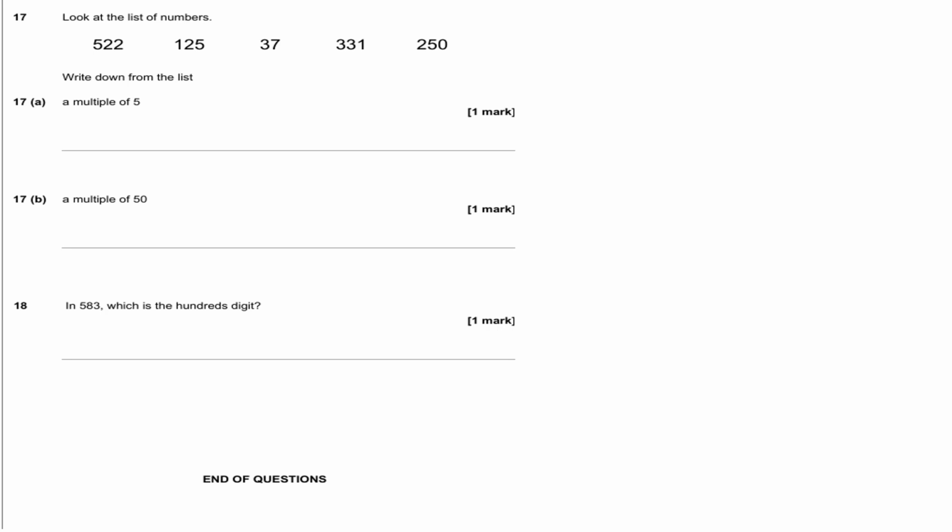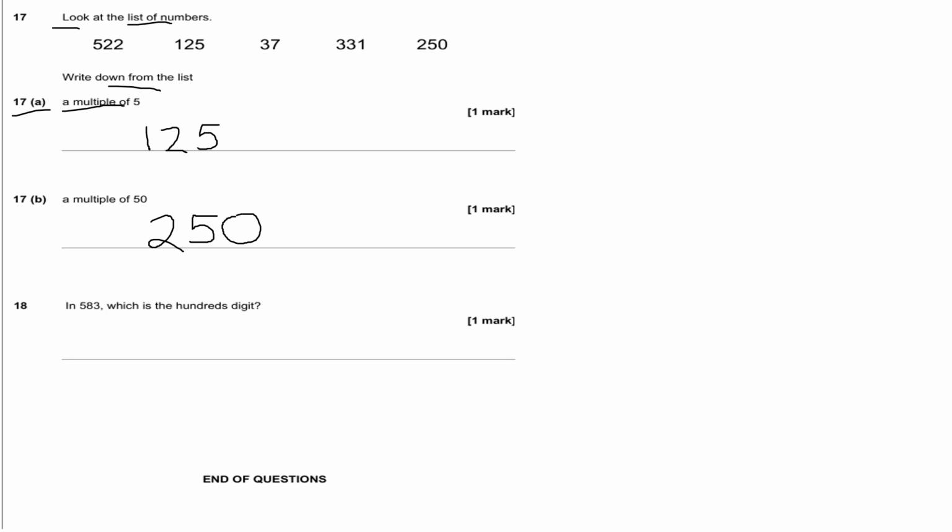Finally, guys, okay, question 17. Look at the list of numbers: 522, 125, 37, 331, and 250. Write down from the list, part A, a multiple of 5. So if it ends in a 5 or a 0, I'm going to go for 125. A multiple of 50, that'll be 250. Okay, so 50, 100, 150, 200, 250, 300, so on and so forth.